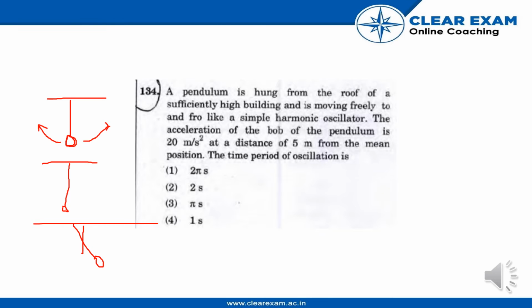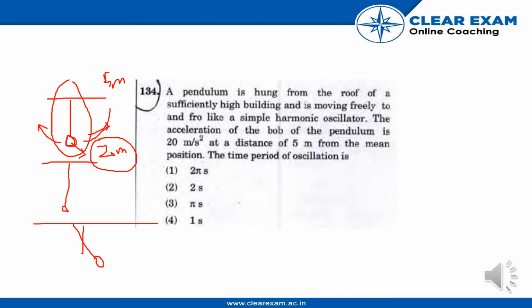So the acceleration of the bob of the pendulum, this surface is called the bob. This surface is the bob. This is moving from the pendulum at this 20 meter per second square. And it is covering a distance of 5 meters from the mean position. So for example, this is the mean position, the bob is going this way, and it is covering the distance of 5 meters.